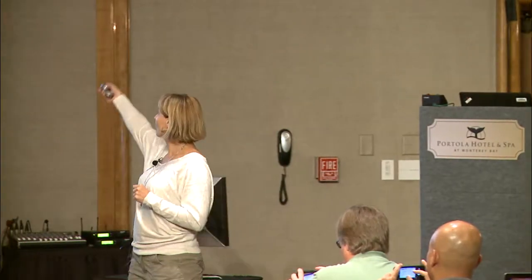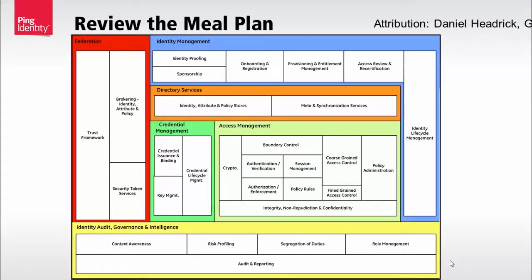So I love this. This was made by Dan Hedrick from GE. And I think it's absolutely wonderful to just have a full picture of why we're here and what we're trying to do, right? So when I say know what we're trying to do, this is what we're trying to do. This is the infrastructure side.